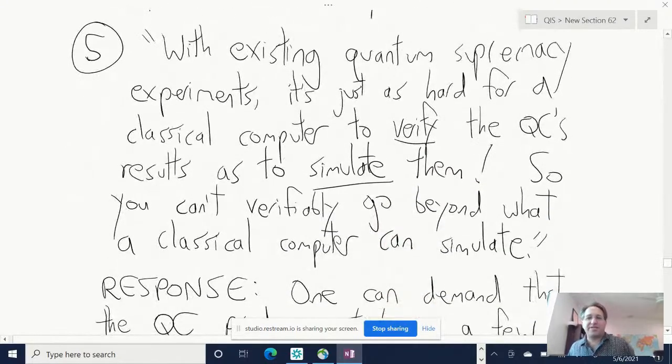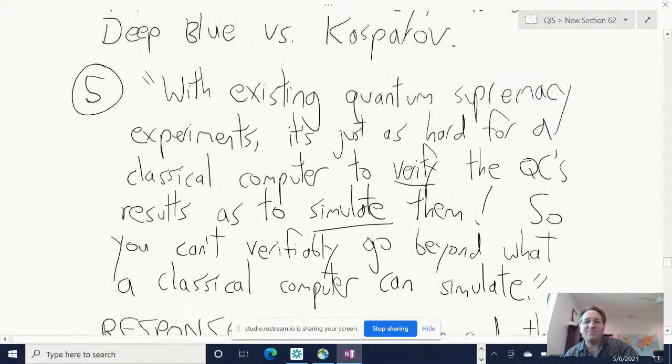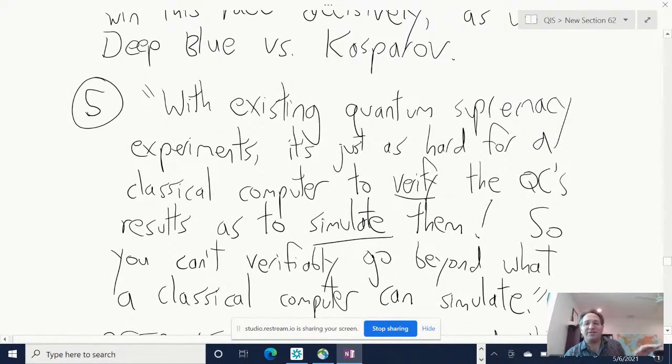Now, the fifth objection is, well, with existing quantum supremacy experiments, it's actually just as hard for a classical computer to verify the quantum computer's results as it is to simulate those results. And this means that if you really go completely beyond what a classical computer could simulate at all, let's suppose Google had used 100 qubits or 200 qubits instead of only 53 qubits, then they would also be completely beyond what a classical computer could check. So they couldn't even prove that it worked.